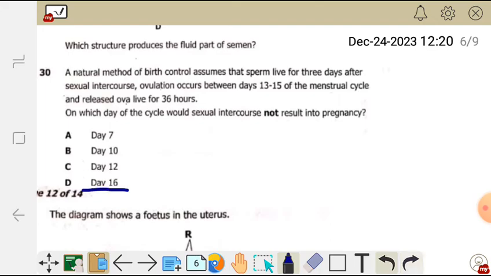By day 16 as well, because the ova lives for 36 hours. So if it is ovulated on day 15, the following day it will also be there. The following day and a half, meaning day 16, it will still be there, and another addition of 12 hours because this is 36 hours. So a day and a half. So the correct answer is A. Day 7 won't result in pregnancy.